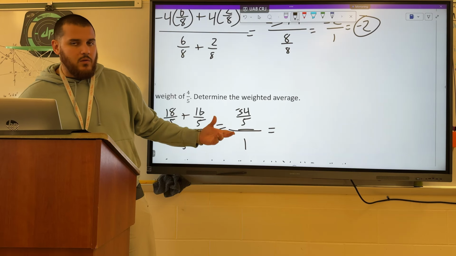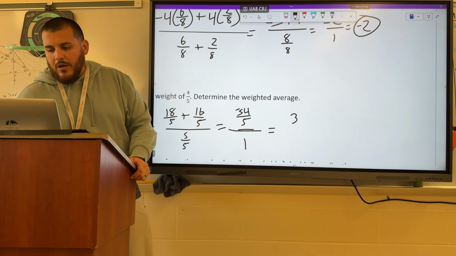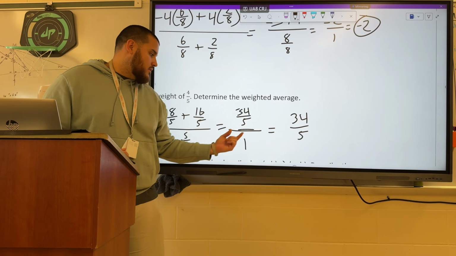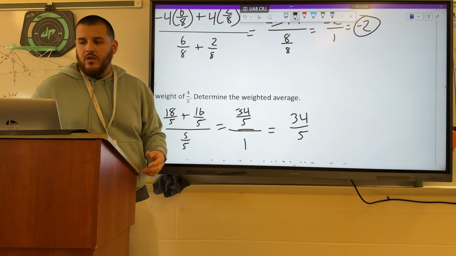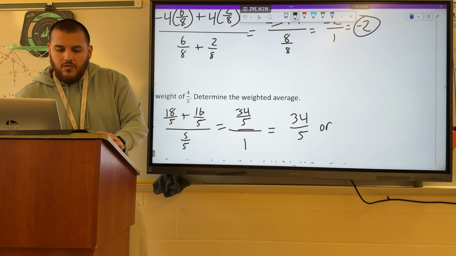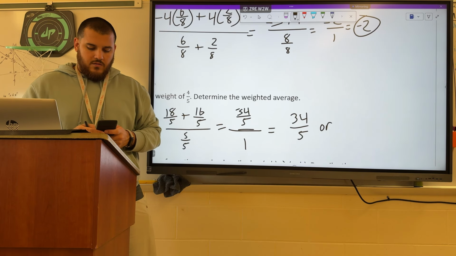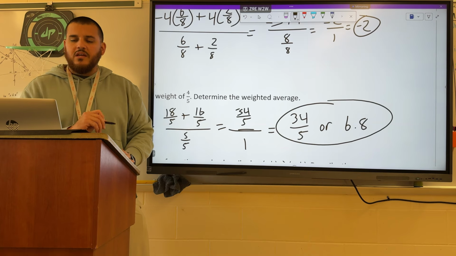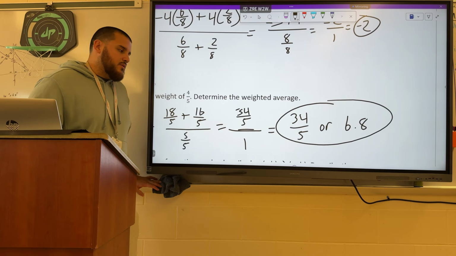We know anything divided by 1 is equal to itself. So it's possible if we're doing multiple choice on a standardized test that is our answer, because again, anything divided by 1 is equal to itself. Or we could look for that decimal. Again, let me just confirm here that 34 divided by 5 is 6.8, and it is. Right? Several weighted average examples there.